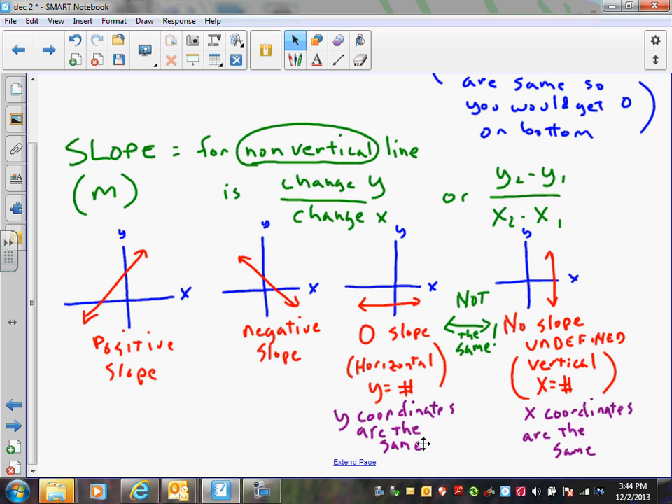If you're looking at two pairs of points, a way to tell if you have 0 slope, the y coordinates will be the same, because then you're subtracting something from itself. You get 0 on top, which is 0. Notice I said that this one, horizontal line, which is 0 slope, is not the same as vertical line, which is no slope or undefined. All of your x-coordinates are the same. So when we subtract, we get 0 on bottom. We don't like that.